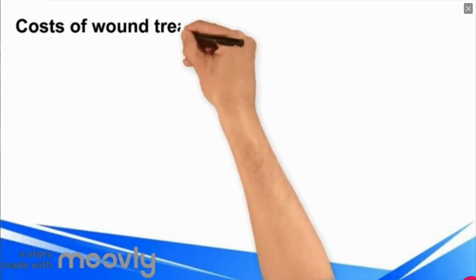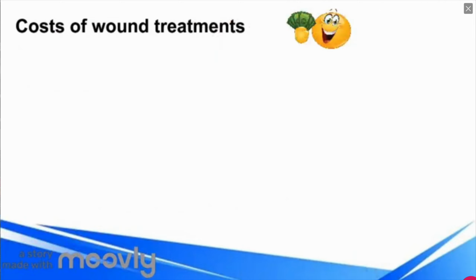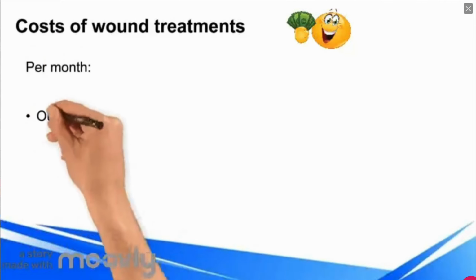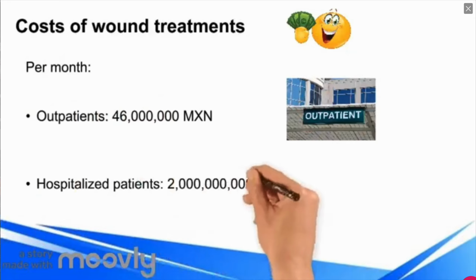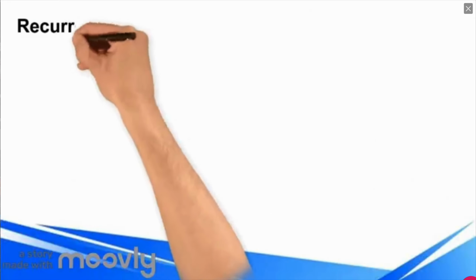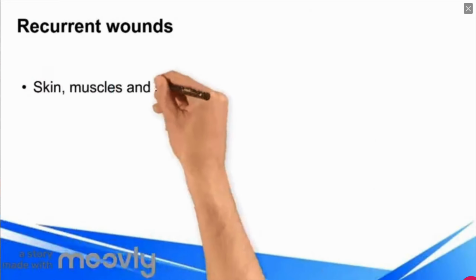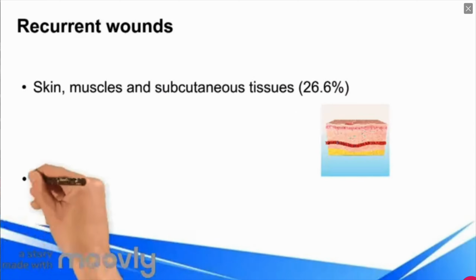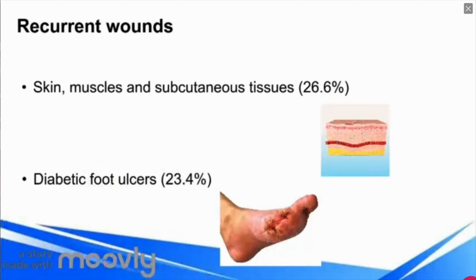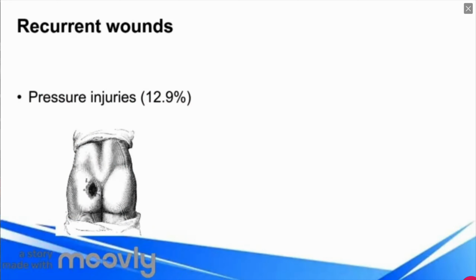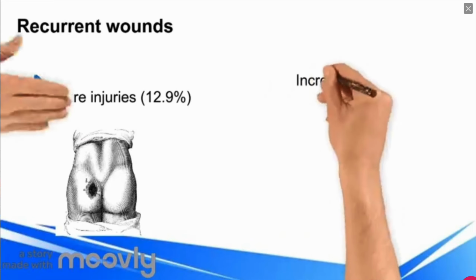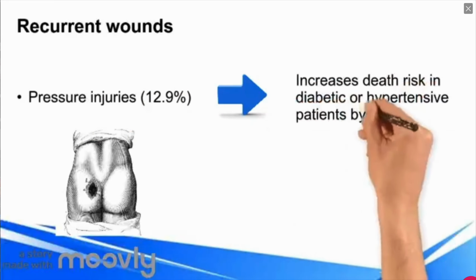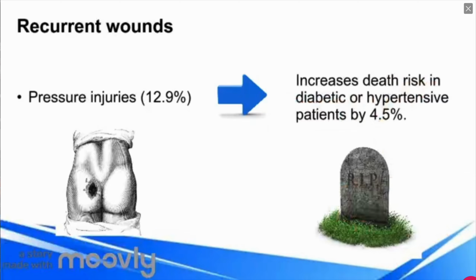In Mexico, the direct monthly costs associated with outpatient wound treatment are around 46 million pesos, while in hospitalization they increase to values close to 2 billion pesos. The most recurring wounds are those that affect the skin, muscles, and subcutaneous tissue, with 26.6%, and diabetic foot ulcers, with 23.4%. Furthermore, another study revealed that the national prevalence of pressure injuries is 12.92%, which increases the risk of death by 4.5% in patients with comorbidities such as diabetes and hypertension.